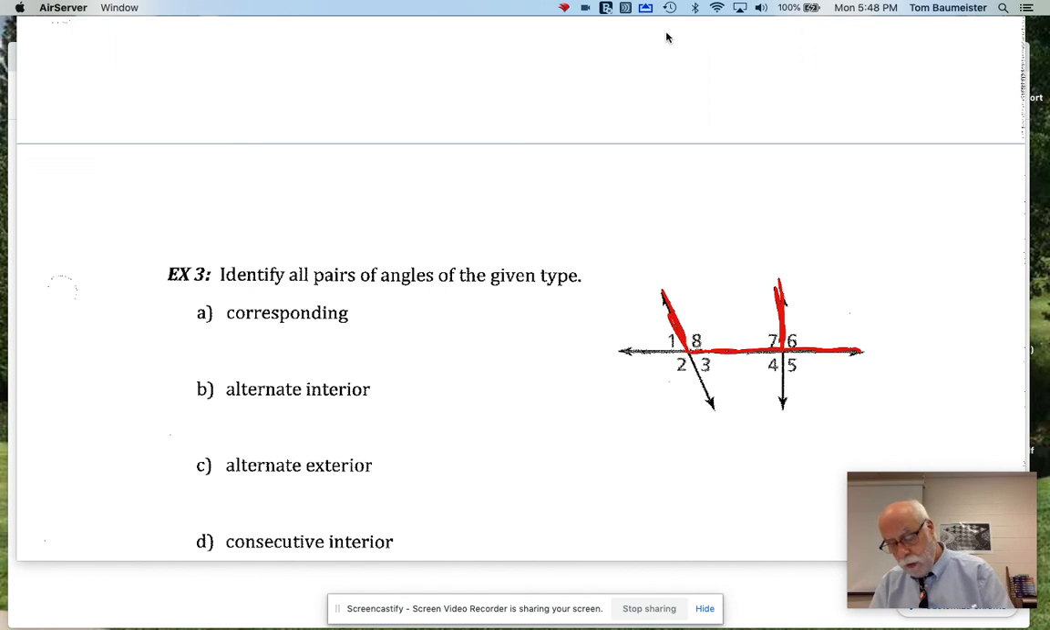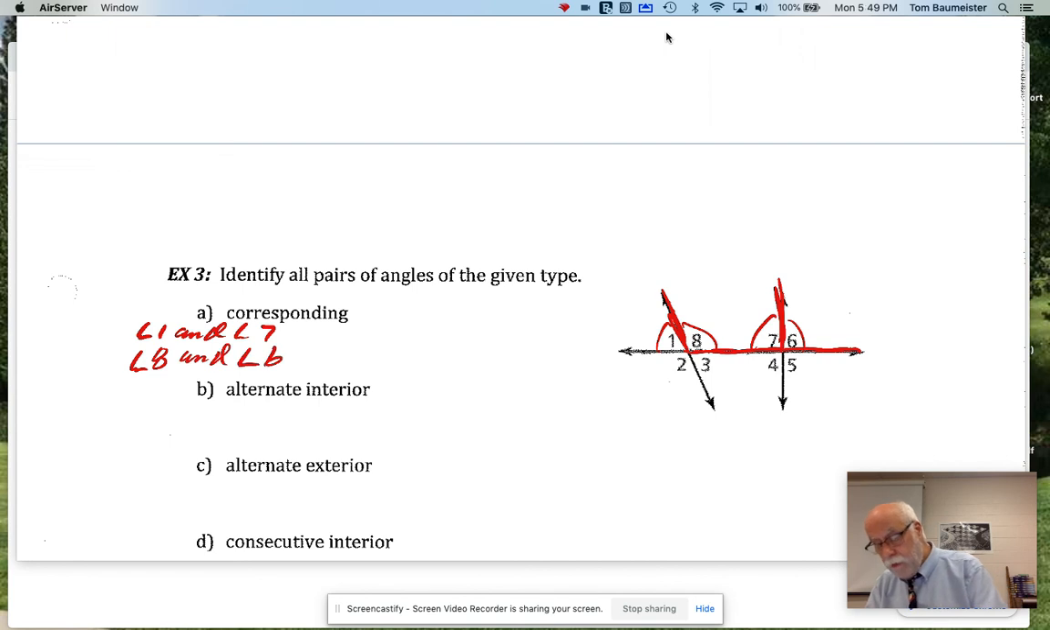And then look at the ones that are corresponding. Again, the tops of the F's or the bottom of the F's. So here's the top of the F. So we can say angle 1 and angle 7. If we look at the bottom of the F on that one, we can say angle 8 and angle 6.